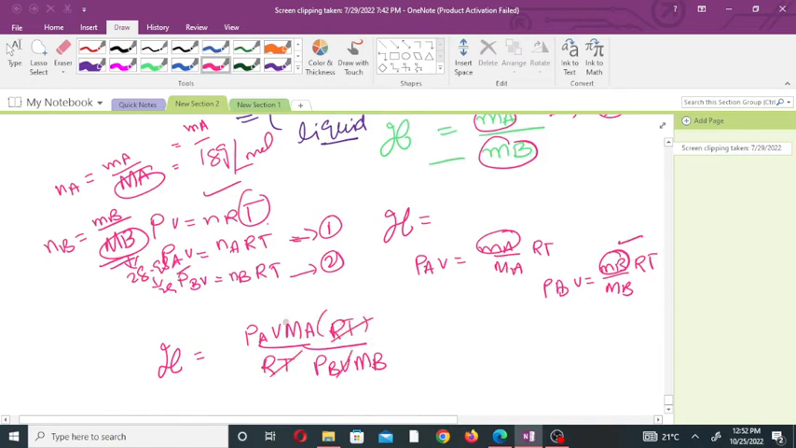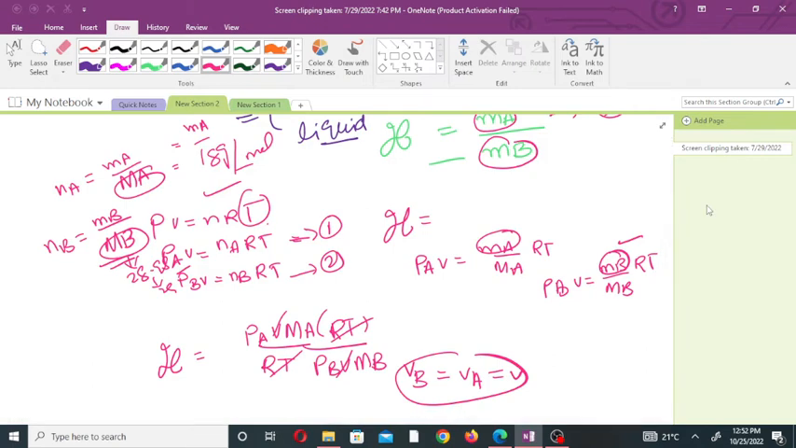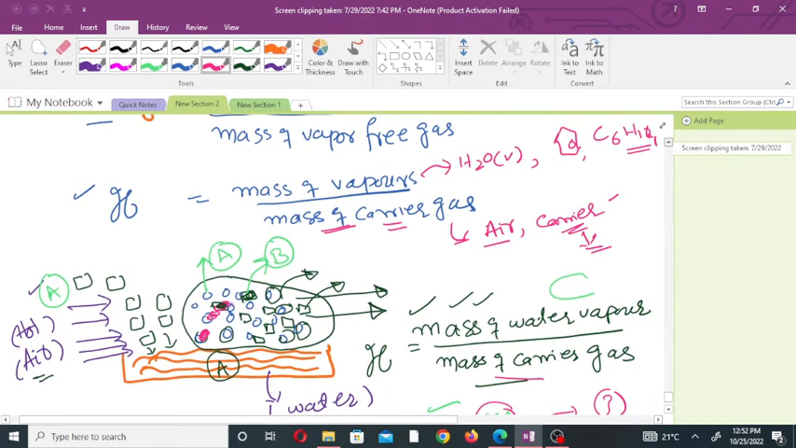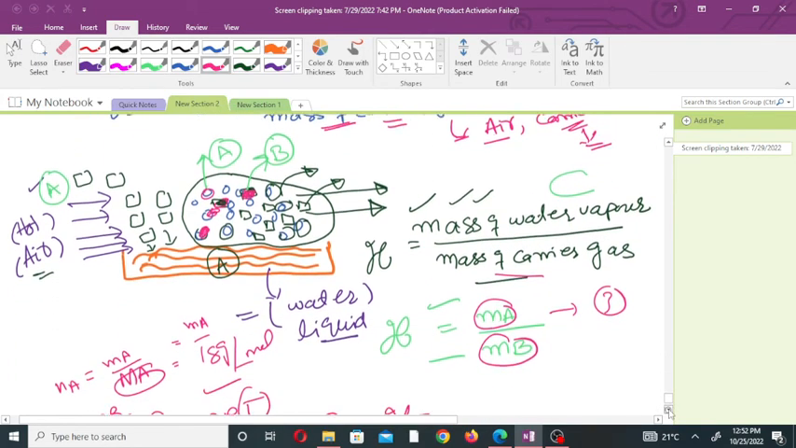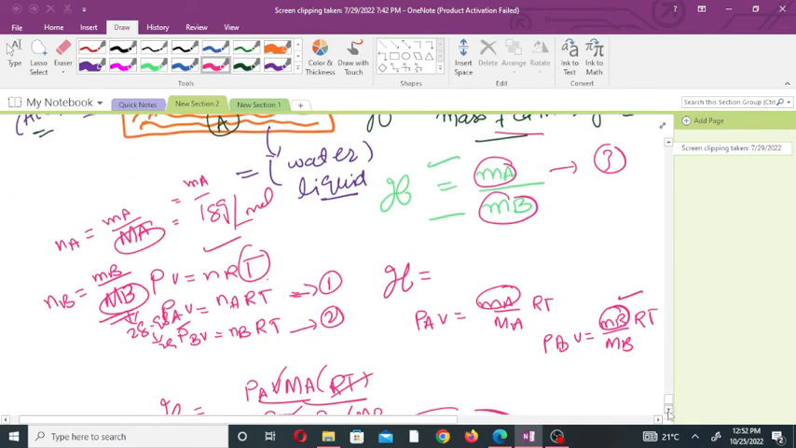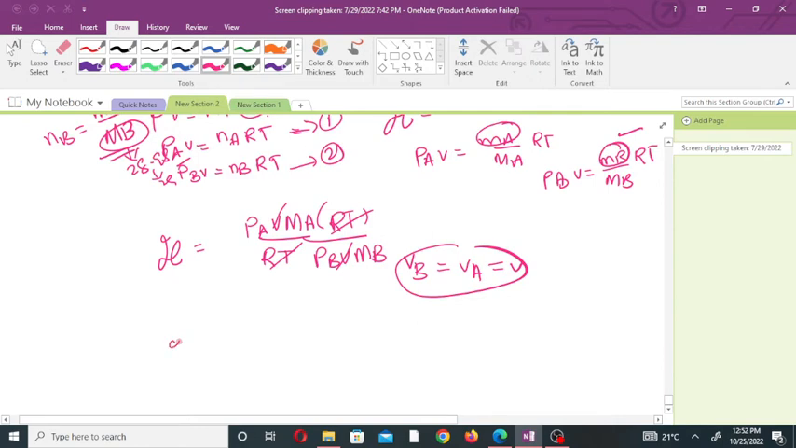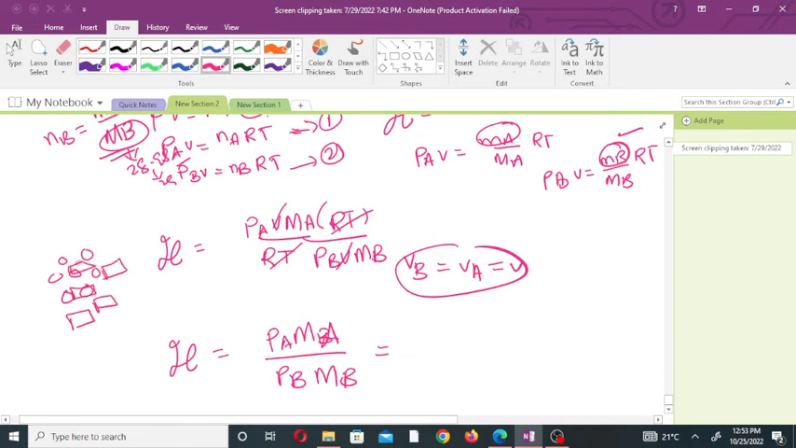This cancels with this, and this cancels with this, because the volume occupied by component A is equal to the volume occupied by component B. The two gases occupy the same volume in the same mixture. So the volume occupied by water vapor is equal to the volume occupied by the air molecules. We are assuming VA is equal to VB, and R and T are constant. So the humidity will be equal to the partial pressure of component A times its molecular weight, divided by the partial pressure of component B times its molecular weight. Component A is water vapor, and B is the carrier gas molecule.